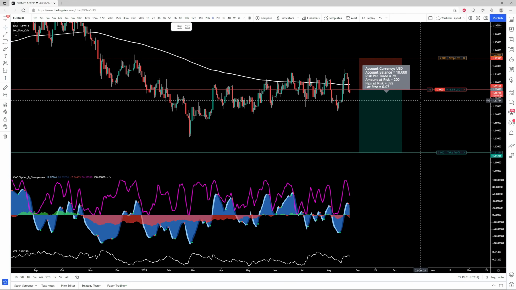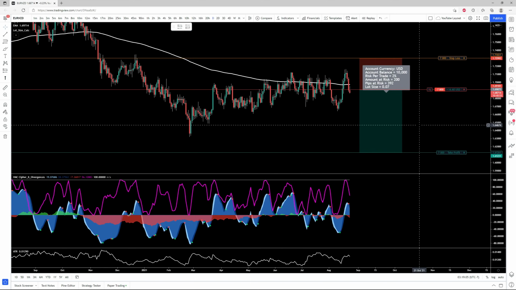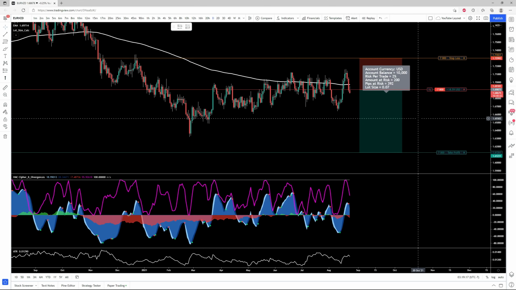So with this, $7,000 position size on a $10,000 account. So if I lose the trade, I'm going to lose $200 of the account, which is 2% of the account equity. If I win, it's going to be double that.